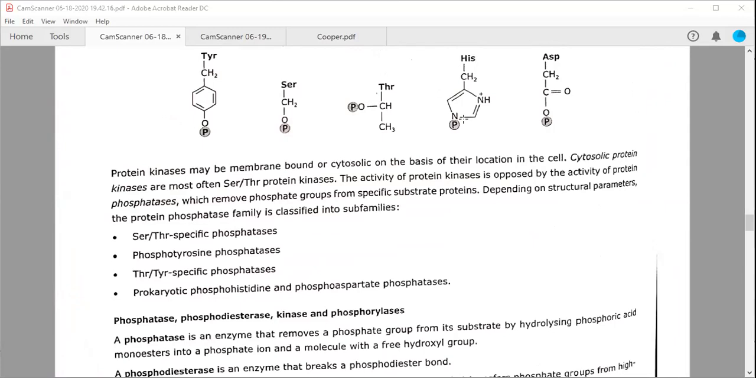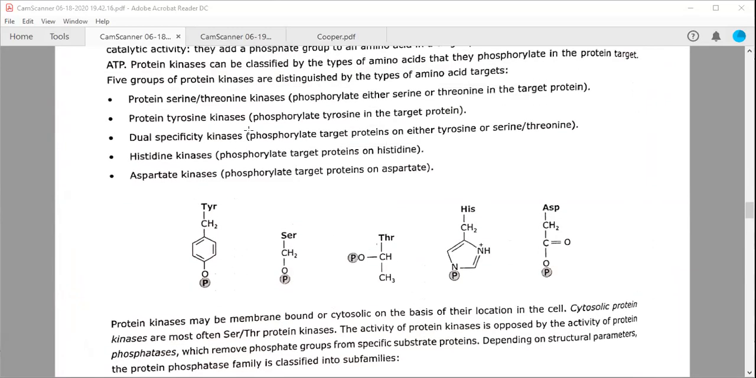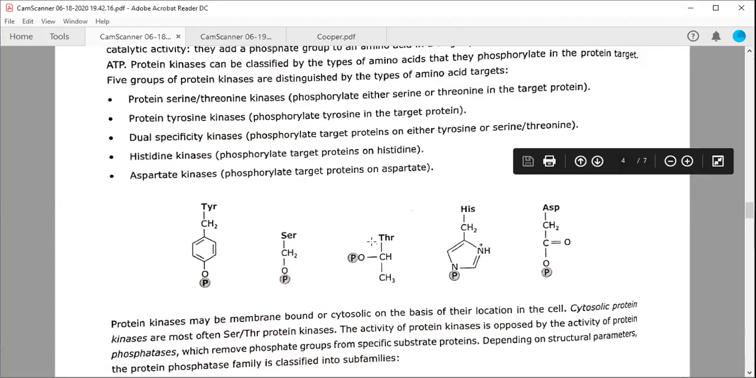I told you that some of the kinases are specific for some amino acids. Generally we know which amino acids are phosphorylated: serine, threonine, and tyrosine in animals, and histidine and aspartate in prokaryotic cells or bacteria. So five categories of kinases can be identified. One is able to phosphorylate both serine and threonine, so these are called serine threonine kinases.